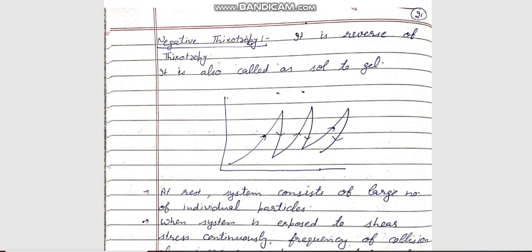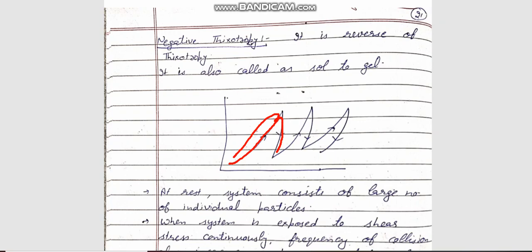A graph has been seen here, the up curve, then the down curve. In usual cases of thixotropy, we saw the down curve in between the x-axis and the y-axis. So the graph is seen, the down curve is seen as here. But in case of negative thixotropy, the graph is here. This is the difference between negative thixotropy and simple thixotropy.